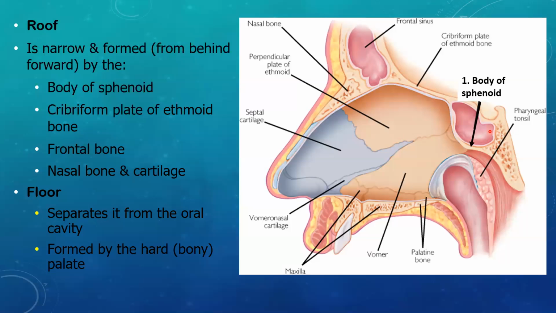Okay. So relations of the roof: the body of sphenoid, then a very important bone known as the cribriform plate of ethmoid bone. Why is it important? Why is it called cribriform? It's like a sieve, like when you cook. There are lots of holes in there.